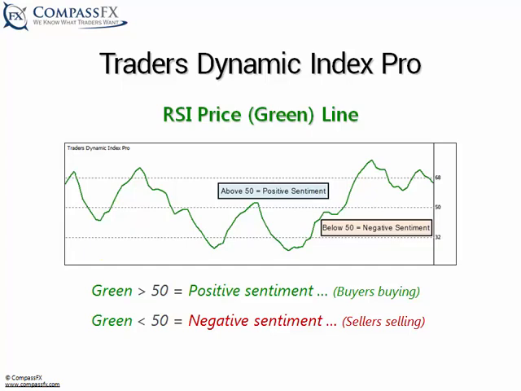When trading with the TDI Pro, the green line identifies positive and negative sentiment. When the green line is above 50, that is positive sentiment. This is where buyers are buying. When the green line is below 50, this is negative sentiment. This is where sellers are selling.